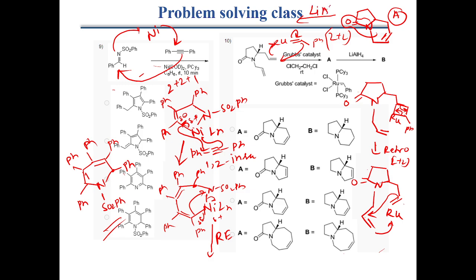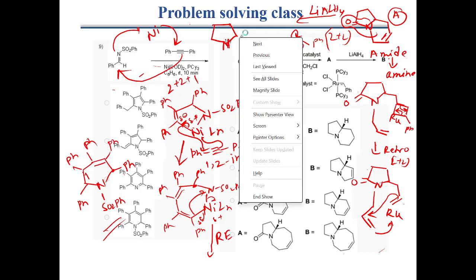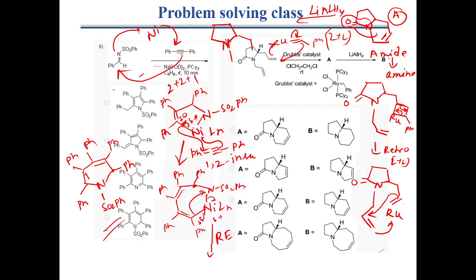So in presence of lithium aluminum hydride, this amide is reduced to amine. Amide to amine conversion will happen. So this will come. What is the mechanism here?